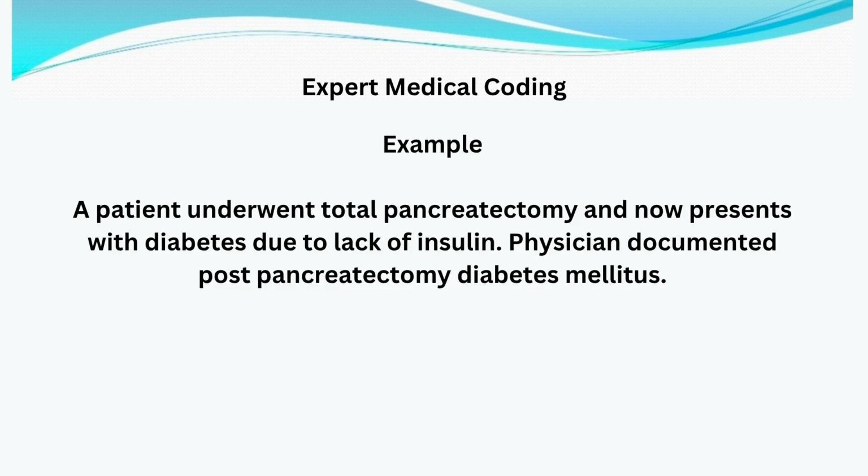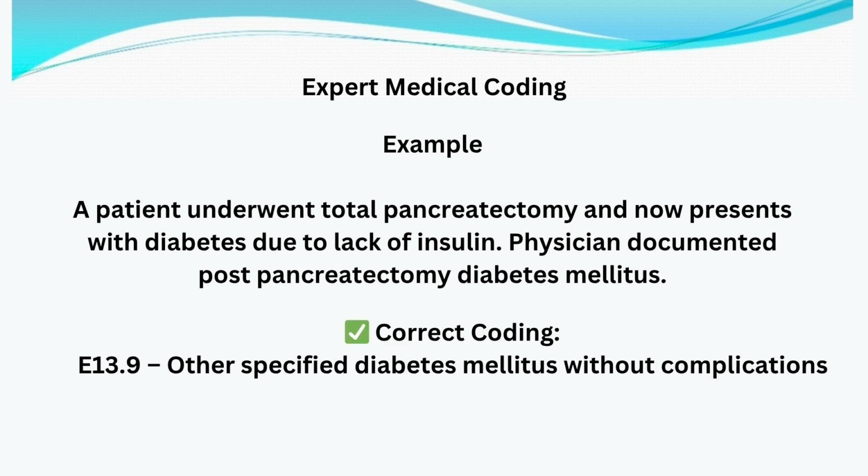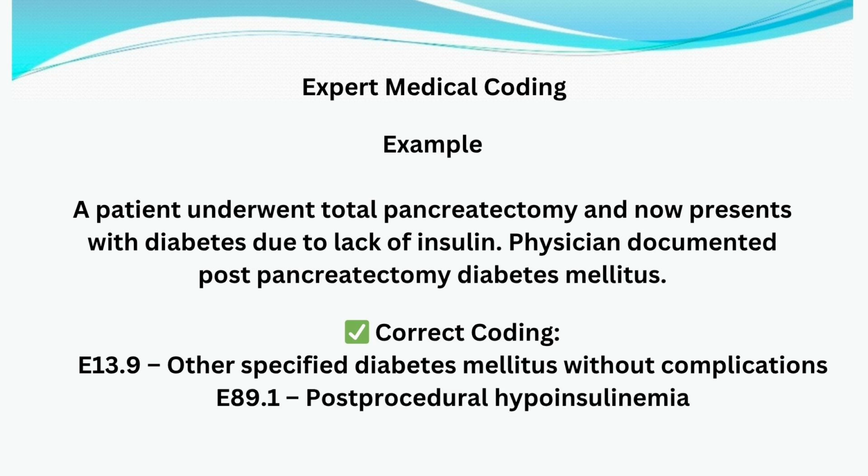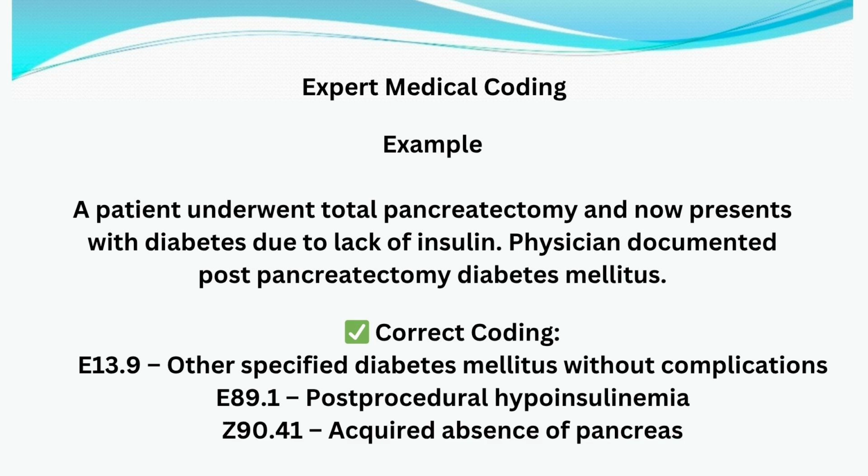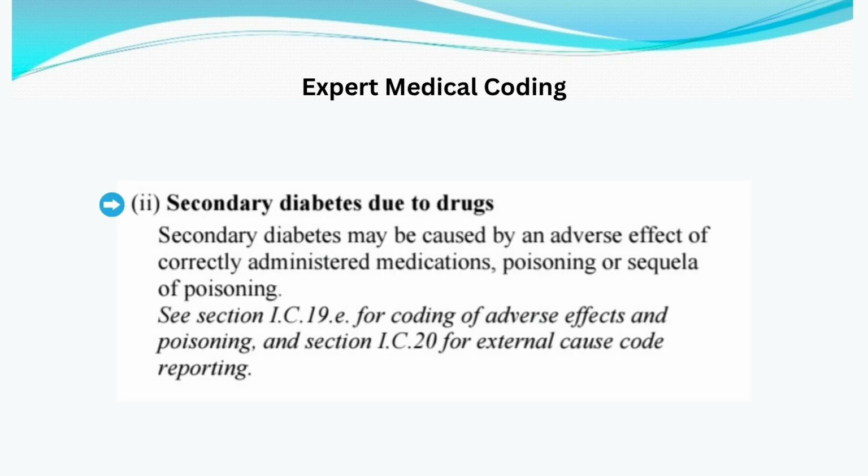A patient underwent total pancreatectomy and now presents with diabetes mellitus due to lack of insulin. Physician documented post-pancreatectomy diabetes mellitus. So here the correct coding will be, first we need to assign E13.9, other specified diabetes mellitus without complications, and then E89.1, post-procedural hypoinsulinemia, and Z90.41 for acquired absence of pancreas. Let's move to the next guideline, and that is secondary diabetes mellitus due to drugs.